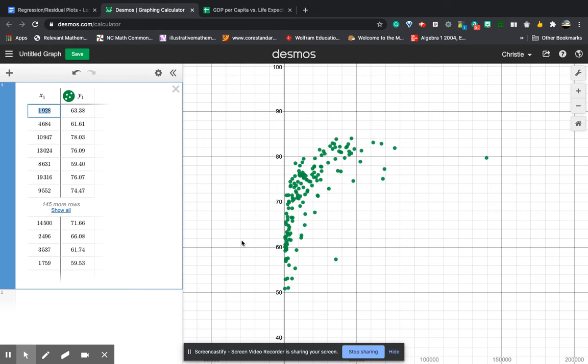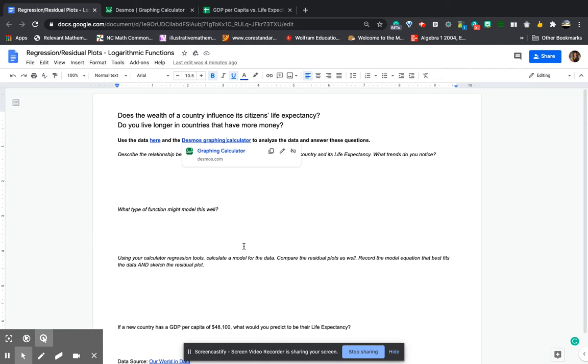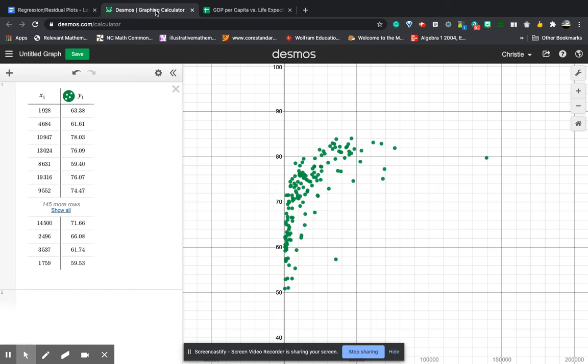So first analyze the shape of this data. What type of function do you think will best model this data? Some other questions to consider are what trends do you notice in this data? How would you describe the relationship between the GDP and the life expectancy? Describing that relationship, explaining trends, and determining the type of function that may best model the data is easier to do given the graph of the data.